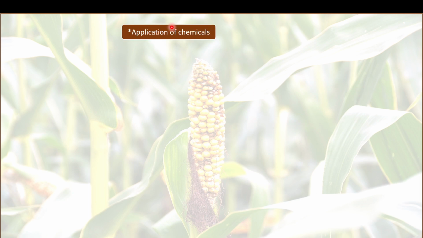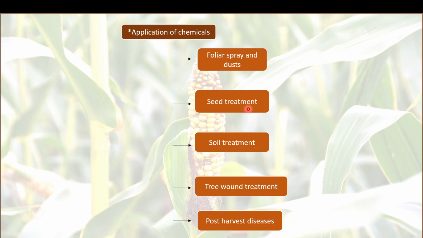Okay, now moving towards the point of application of chemicals. So how do you apply chemicals? First method is foliar spray and dust. Second is seed treatment. Third is soil treatment. Fourth is tree wound treatment. And fifth is post-harvest diseases.